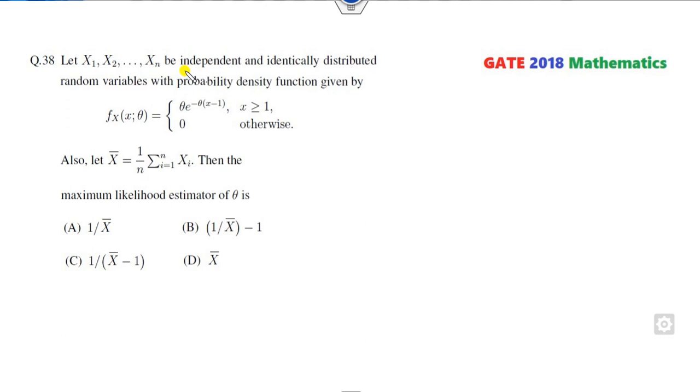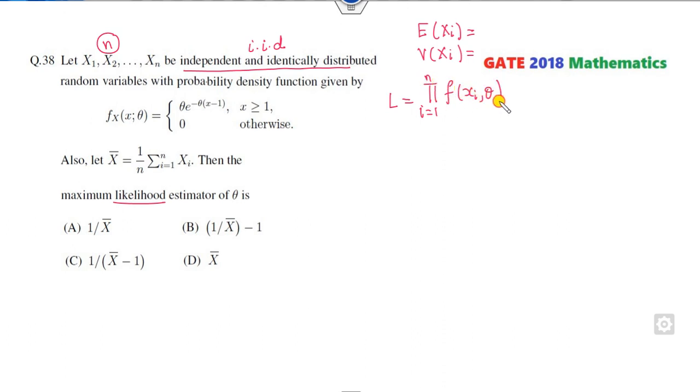Let Xi be independent and identically distributed, that is IID. What is the meaning of that? Each random variable has the same mean and the same variance. X bar is nothing but my sample mean. Then you have to find the maximum likelihood estimator. That's very simple. You have to find the likelihood L firstly. That is the probability density function of this. So what is that?